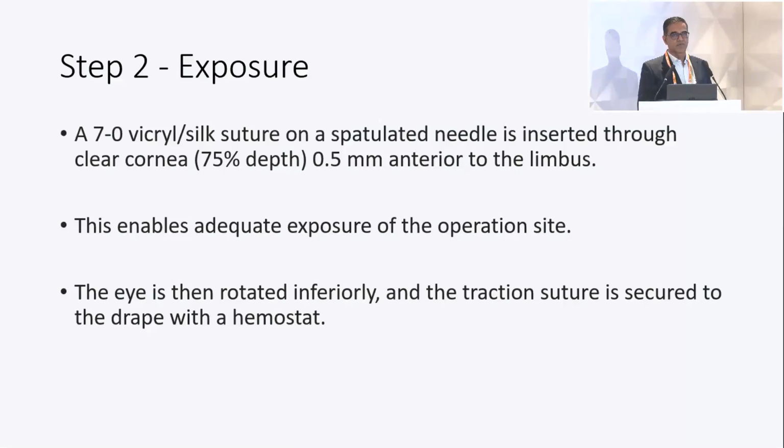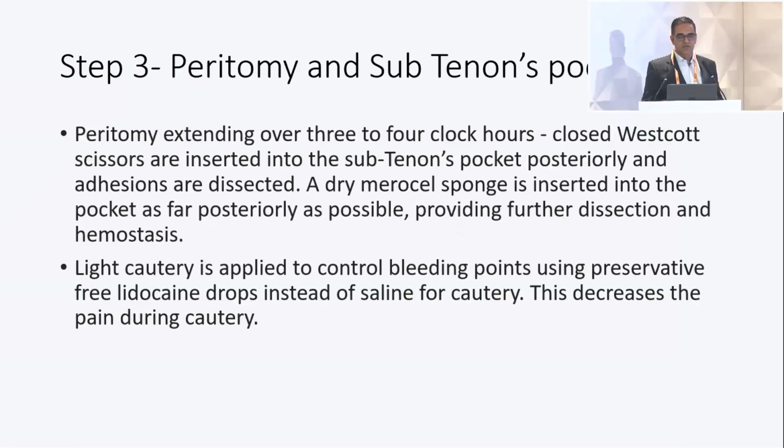We need to have a good exposure. I generally prefer an Ong type of speculum. If there is enough exposure, I would stop with that. Otherwise, we would put in a traction suture on a spatulated needle through the clear cornea, 75% depth, but a little anterior to the limbus so that you don't damage the limbal area. This would enable adequate exposure of the operation site. And then the eye is rotated inferiorly. The traction suture is secured to the drape with a hemostat.